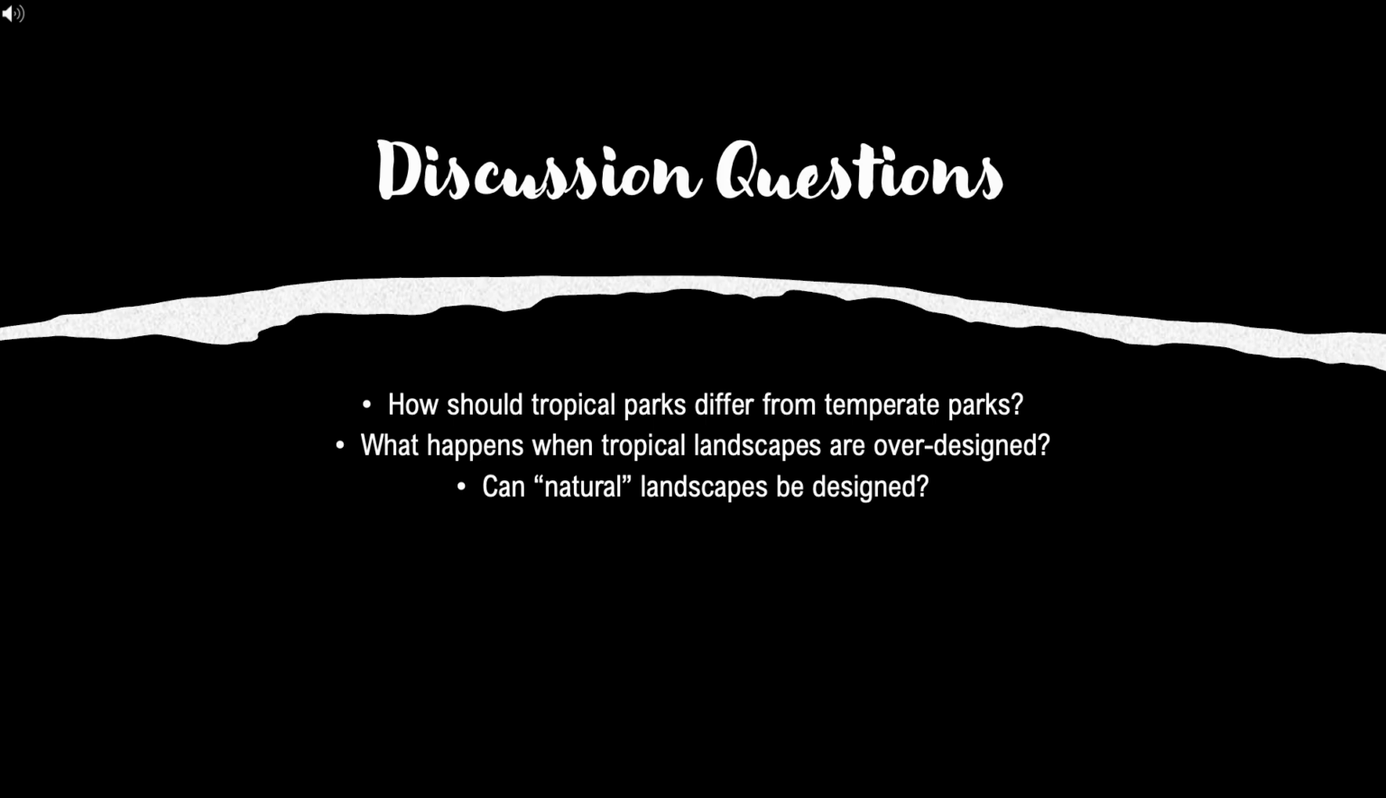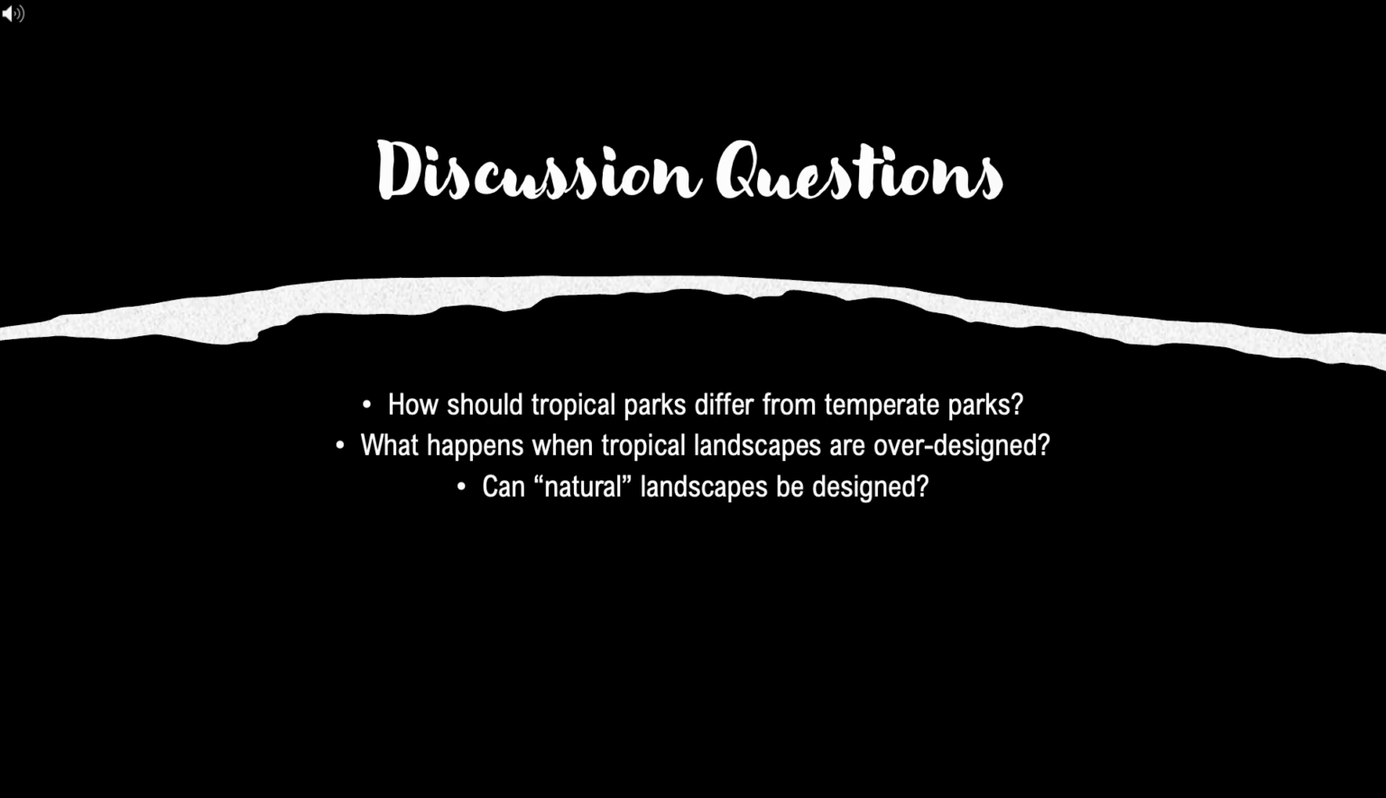To close out this lecture, I want to leave you with 3 questions that I'd like you to sit with. The first question is, how should tropical parks differ from temperate parks? Think about everything we've discussed today. Disturbance regimes, succession, soil conditions, the role of fauna, the absence of cold winters, and ask yourself, what design assumptions do we import from temperate traditions that simply don't apply in tropical systems? What needs to be unlearned?